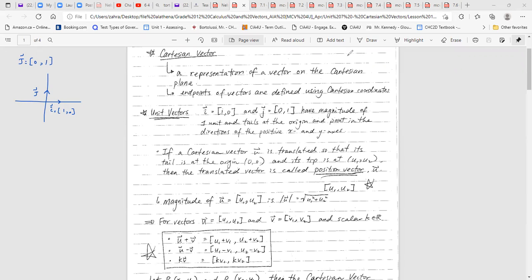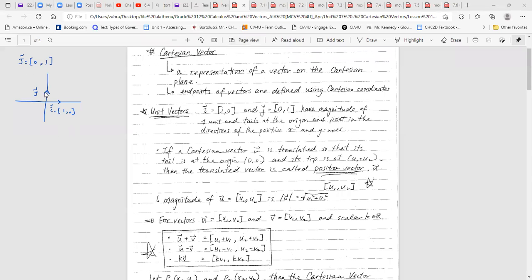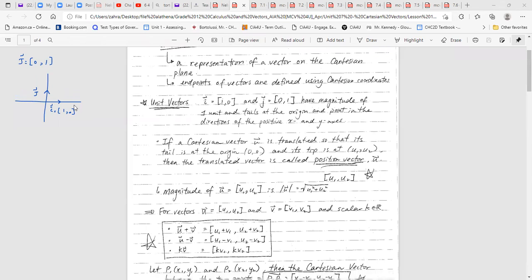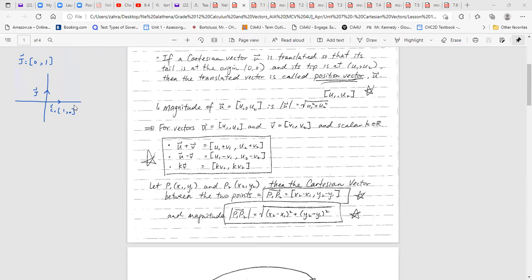So any vector, we can define it with these unit vectors. We'll do an example later. What is the magnitude of the vector? If u with a hat is a vector, it is equal to u1 and u2. u1 is your x component, how much it goes right and left, and u2 is your y component, how much you go up and down. Of course, the magnitude is the square root of the x component squared plus the y component squared, using the Pythagorean theorem.